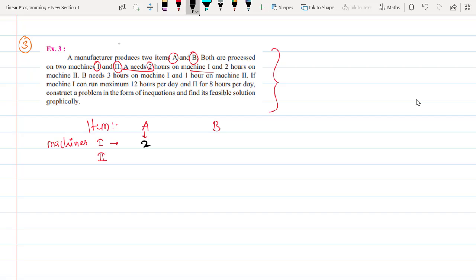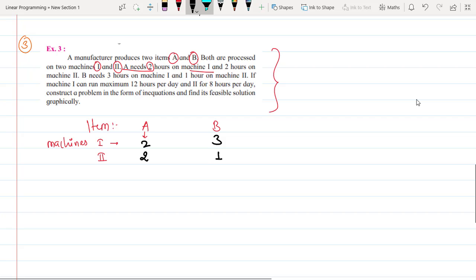Good. And 2 hours on machine 2. So on machine 2 it requires again 2 hours. Okay, and item B needs 3 hours on machine 1. So here 3 will come, and on machine 2 it requires 1 hour. Okay, it requires 1 hour on machine 2.